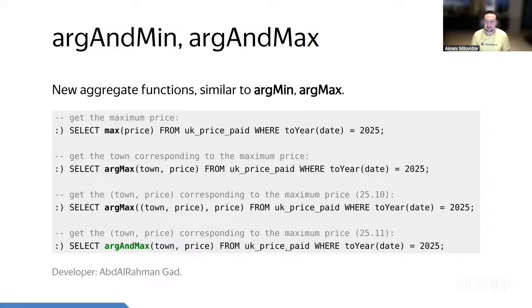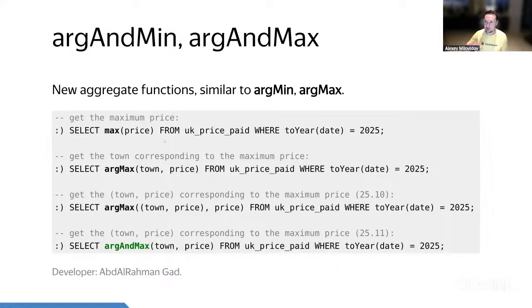Oh, more functions. Now aggregate functions. ArgAndMin and ArgAndMax. Keep in mind that we already have functions argMin and argMax. So what is the difference? Let's take a look. If you want to just get the maximum price across all the data for 2025 in the UK, you just write select max price. That's easy.